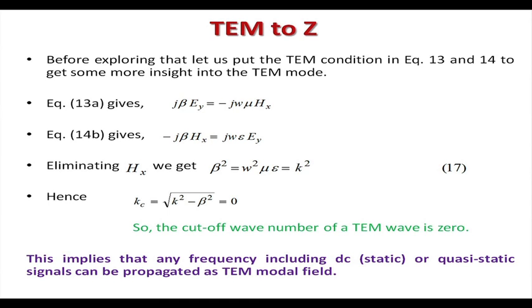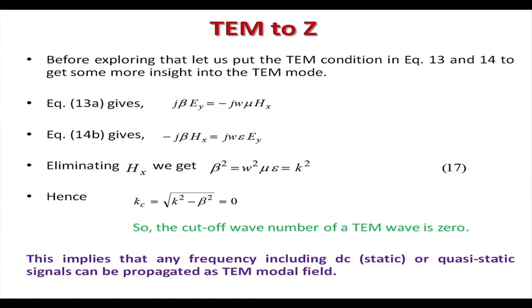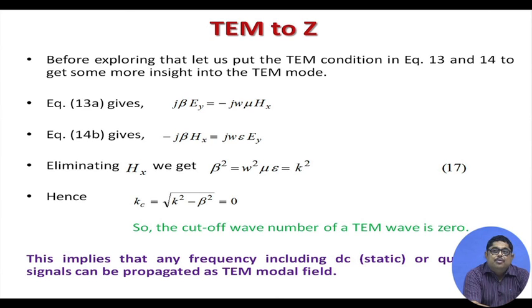From equation 13, you refer to your notes, we can write this for TM mode, and from Maxwell's equation it is coming that k square may be equal to beta square, and in that case Kc becomes 0. So, this is a possibility for TM mode, that Kc is 0. That means the cutoff wave number of TM wave is 0.